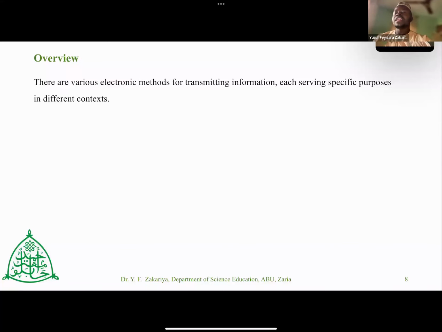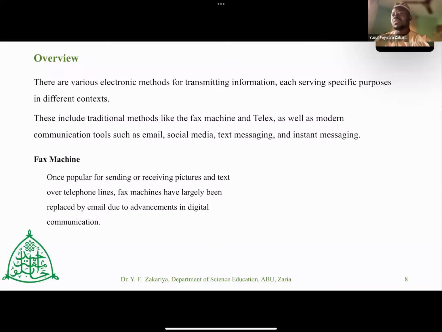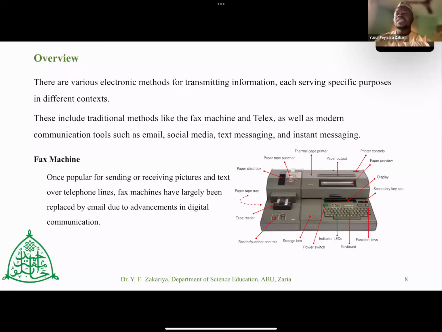So we have electronic means of transmitting information these days, and this includes the fax machine, telex, even though some of you may not know the fax machine because this one is also becoming an old version. People don't use it again, or even telex, people don't use it again. This is a fax machine example here. It was popular in those days for sending and receiving pictures and text over telephone lines. So fax machines have largely been replaced by email due to the advancement in digital communication.